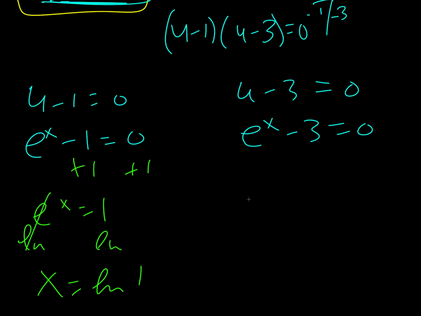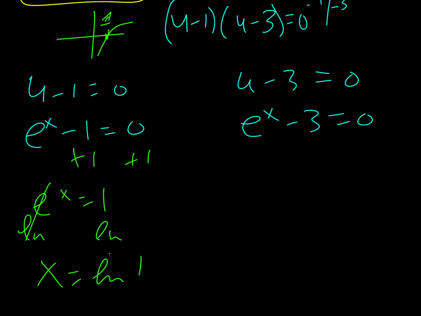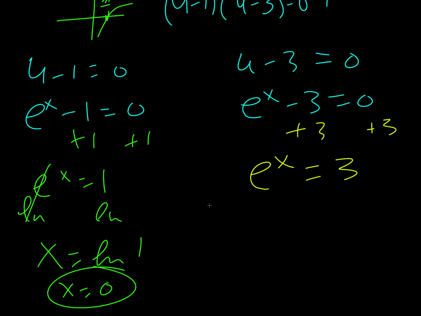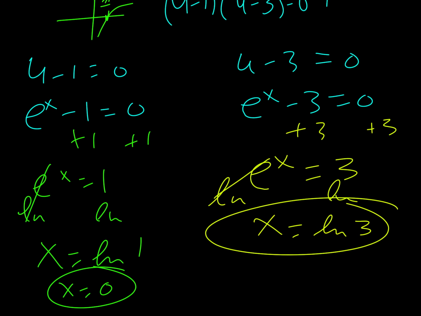This is something you'll just need to know, but log of 1 of anything is 0, and that's because when we graph it, it always crosses at 1, and so the y value right there is always 0. And so this one, x equals 0. Now over here, we add 3, e to the x equals 3, undo the e by using natural log, so x equals natural log 3. Okay, so those are our two exact answers.